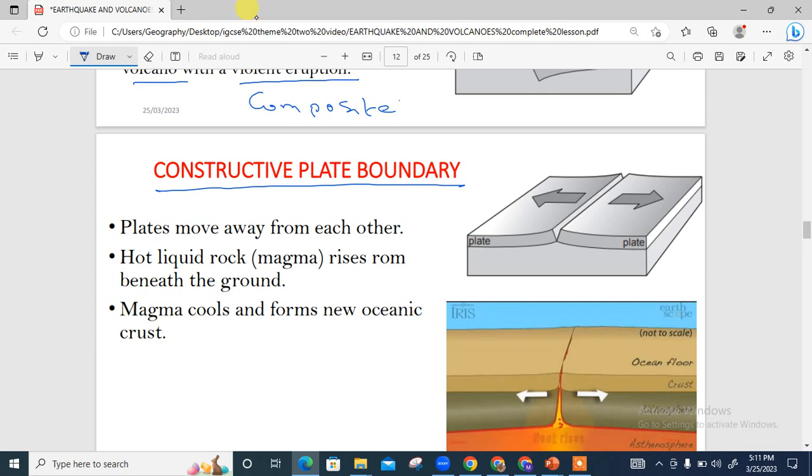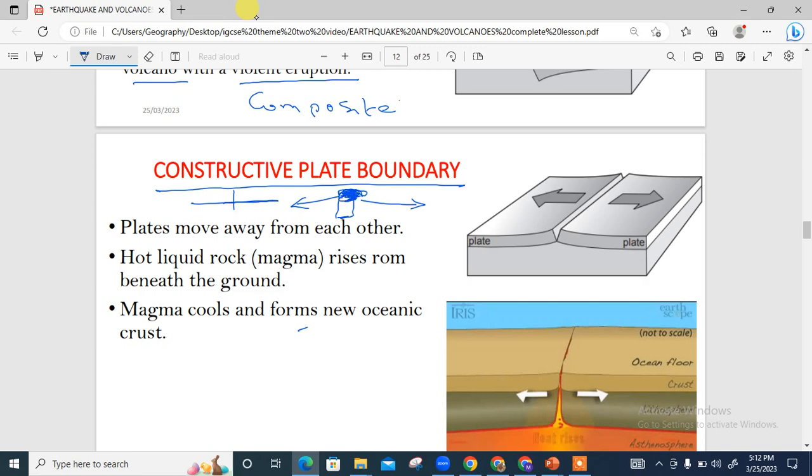But you find out that the plates move away from each other. So let's say it was a single plate before, and there are fracture lines, and the plate begins to move away from each other. Once they move away from each other, a space will now be created, and magma will rise. So hot liquid rock or magma rises from beneath the mantle to fill up this space. The magma cools and forms a new oceanic plate. So it constructs a new oceanic plate.